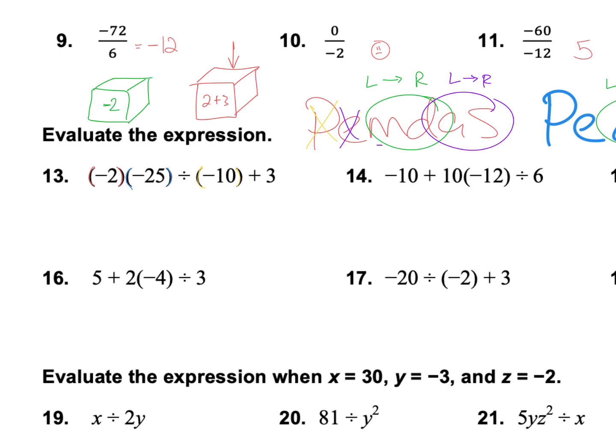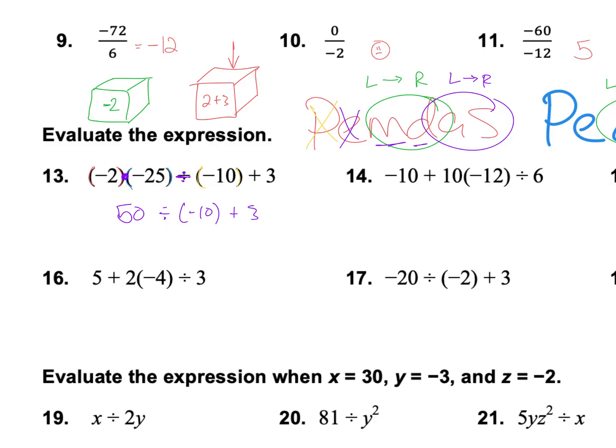Now we have multiplication and division. This is multiplication, this is division. We're going to start left to right. So this is now 50 divided by negative 10 plus 3.